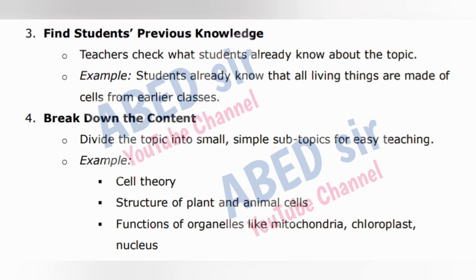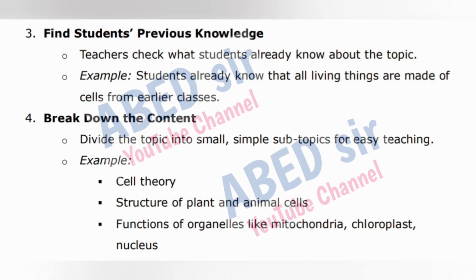3. Find students' previous knowledge. Teachers check what students already know about the topic. Example: students already know that all living things are made of cells from earlier classes.